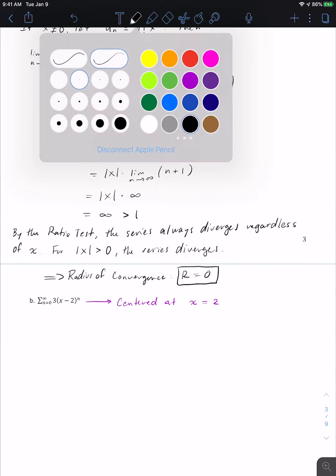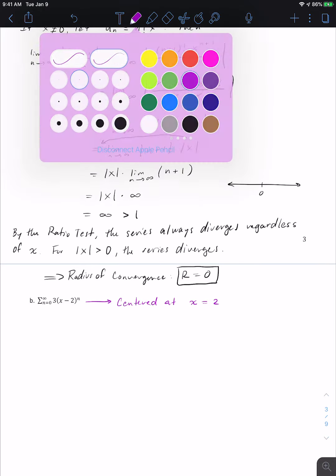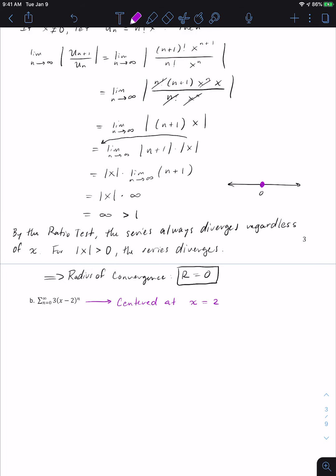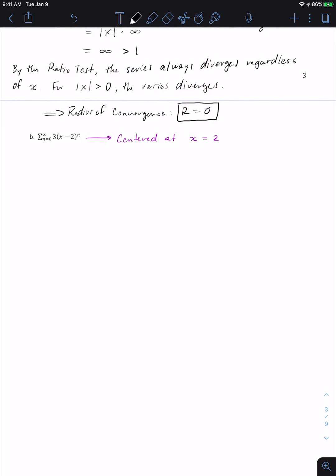In the case above, what did we end up looking like? I just had this value 0 here, and 0 was the only value that worked. That was why I had a radius equal to 0. Okay, so this one is centered at x equals 2. Now we're going to do the exact same trick that we did above. For everybody else, for x not equal to 2, because 2 is our center, we let u sub n be equal to my terms being added up, so 3 times (x minus 2) to the n. Then we perform the ratio test on u sub n.